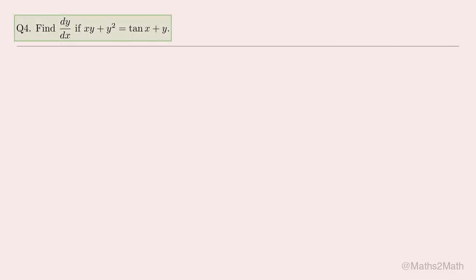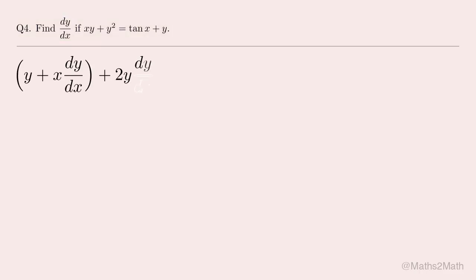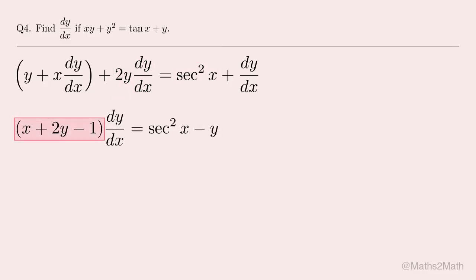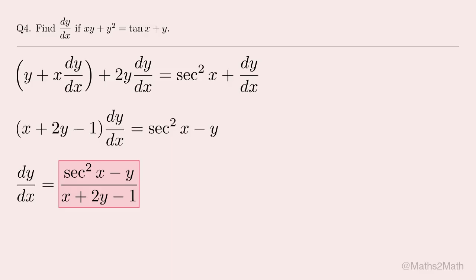Question 4. A product xy joins the party, so the product rule enters alongside the chain rule. Differentiate all four terms carefully. Product rule on xy, chain rule on y squared, tangent gives secant squared, y gives the bare derivative. Gather every derivative term on the left, the rest on the right. Divide to finish.